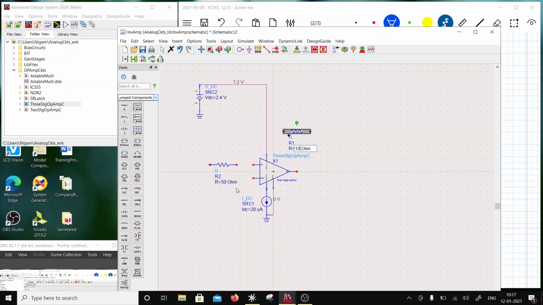So this is 100k, and this is going to be 0.1k, right? Done. And I'm going to connect these two resistors as is over here. 1, 2, right?